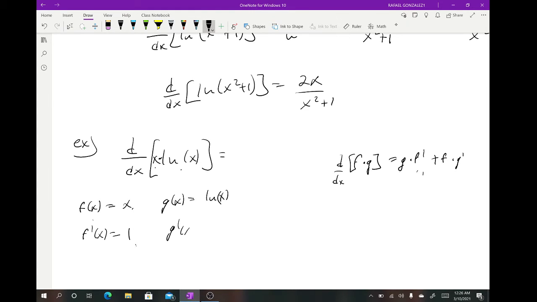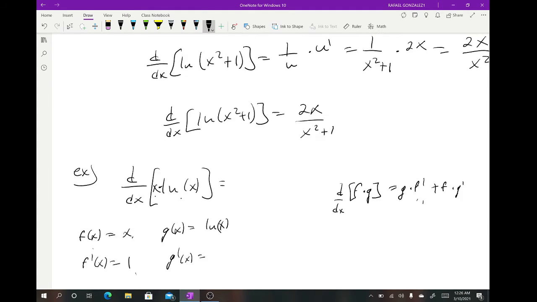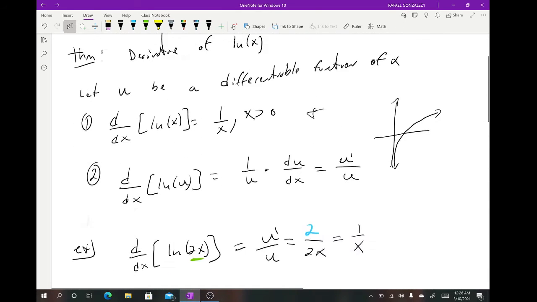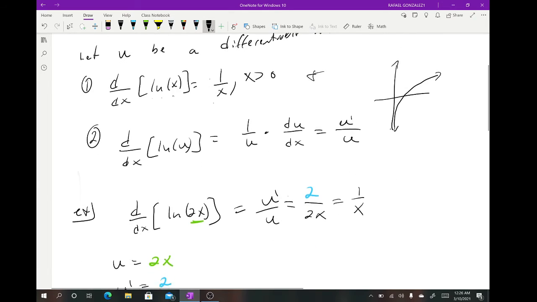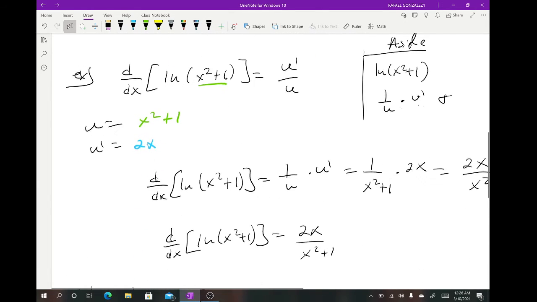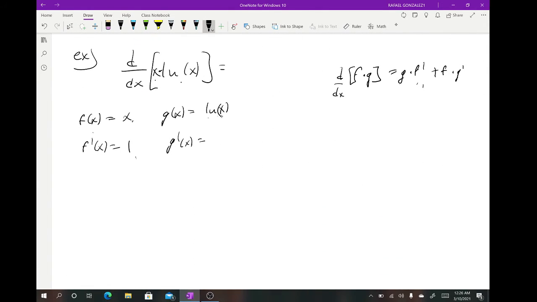And what is the derivative of g? Well, this is from the definition, way up here. The derivative of ln of x is just 1 over x, so long as x is positive. Here I have the derivative of ln of x is just 1 over x, by definition. Now I can actually solve this.